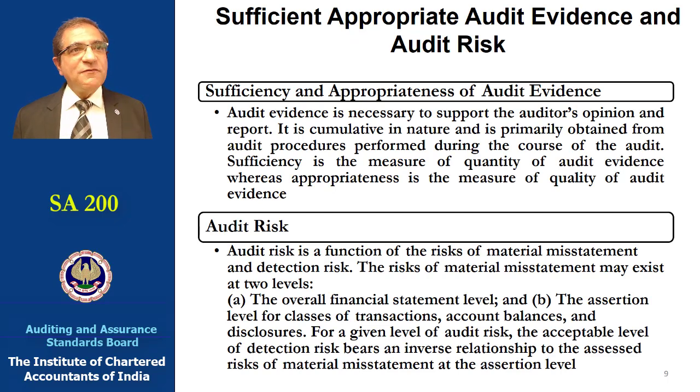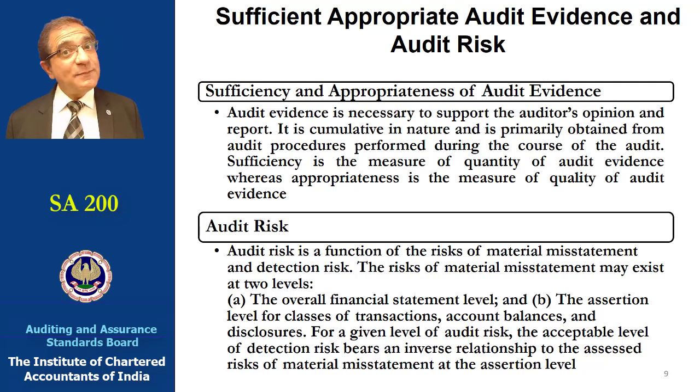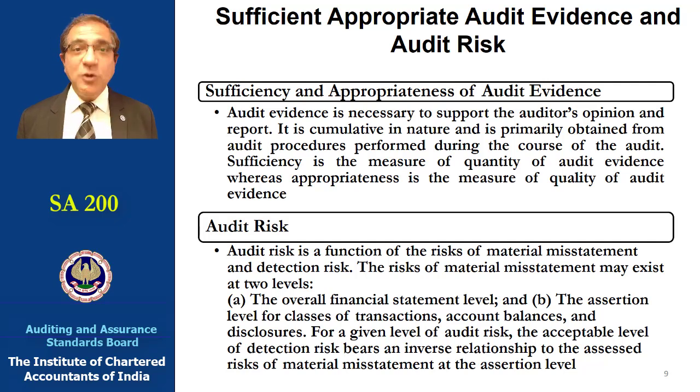Now let's talk a little bit about sufficient and appropriate audit evidence and the audit risks. When we audit as an auditor, we need to make sure that the evidence has to be not only sufficient, but it has to be appropriate as well. Sufficiency is the measure of the quantity of audit evidence, and appropriateness is the measure of the quality of evidence, which means that you need adequate information, but at the same time, you need qualitative information as well. Therefore, there has to be a good balance of sufficiency and appropriateness of audit evidence to enable the auditor to conclude whether the financial statements provide a true and fair view.